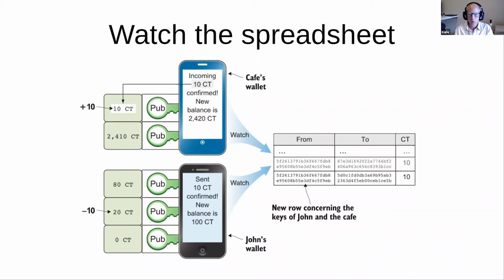And suppose now that John's transaction to the cafe is confirmed. It shows up here in the spreadsheet. Then both wallets will be able to notify their respective users. So John's wallet will say that, hey, your payment of 10 cookie tokens is confirmed, and your new balance is 100 cookie tokens. And the cafe's wallet will be able to say that, hey, you just received 10 cookie tokens, and your new balance is 2,420 cookie tokens. Okay.